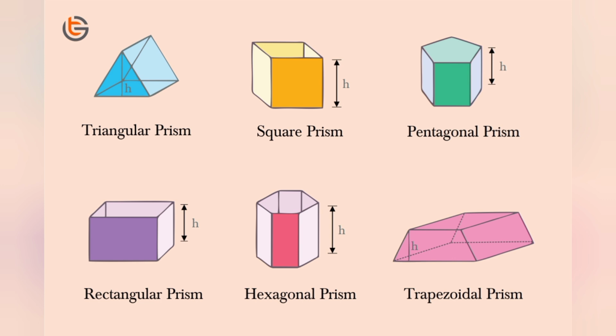Now, what is the name of the next prism? Here, the base is a hexagon. Thus, it is called a hexagonal prism. And the next figure, here, the base is a trapezium. Thus, it is called a trapezoidal prism.